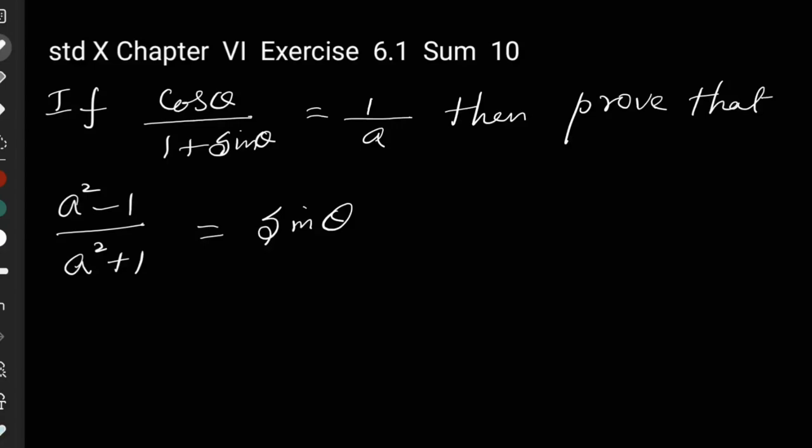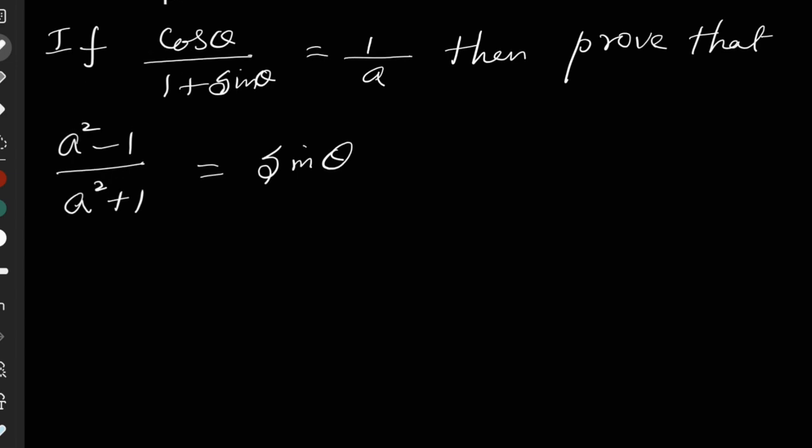Chapter 6, Exercise 6.1, Sum 10. If cos theta by 1 plus sin theta is equal to 1 by a, then prove that a square minus 1 by a square plus 1 equal to sin theta.